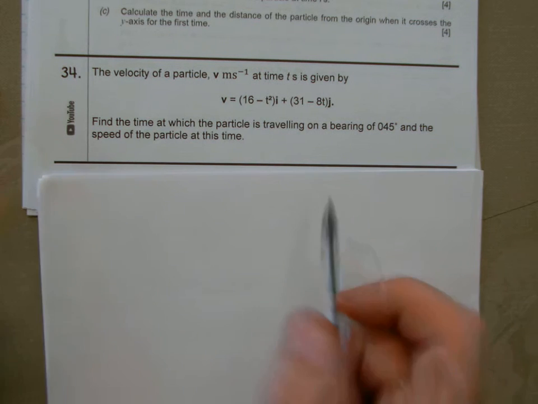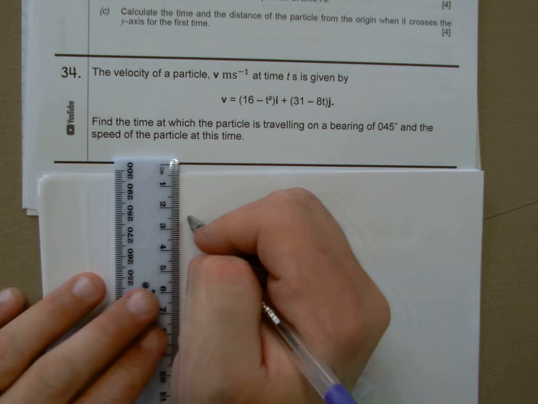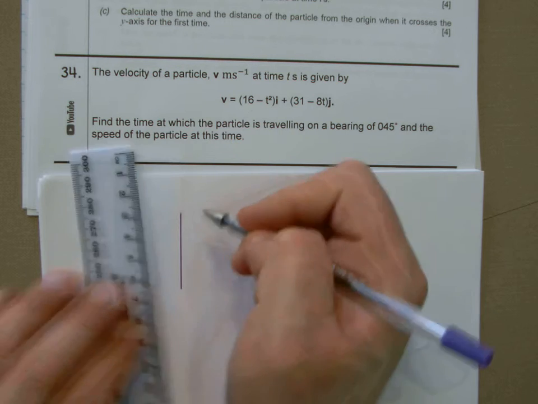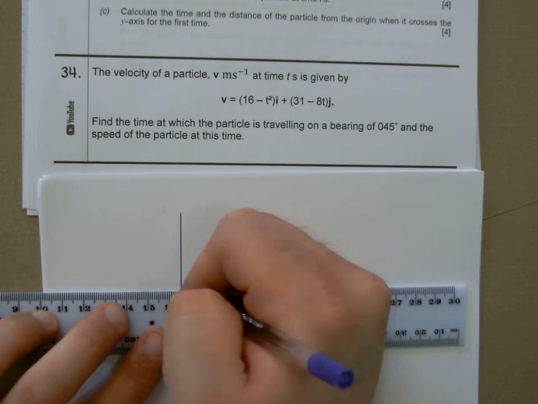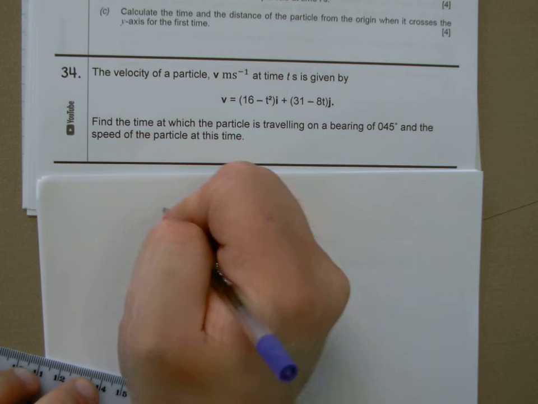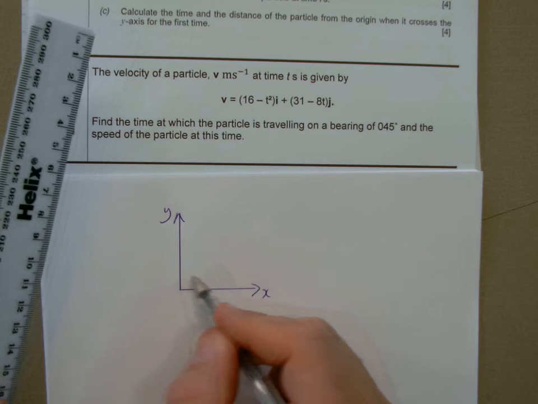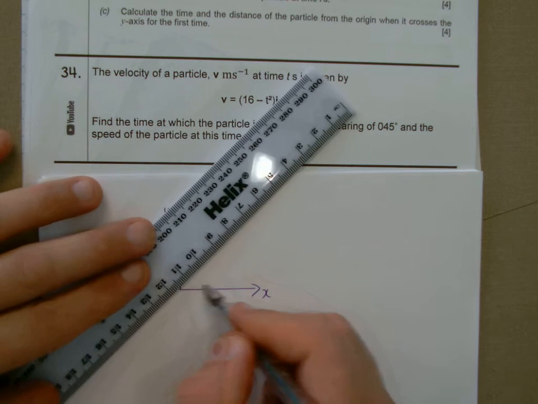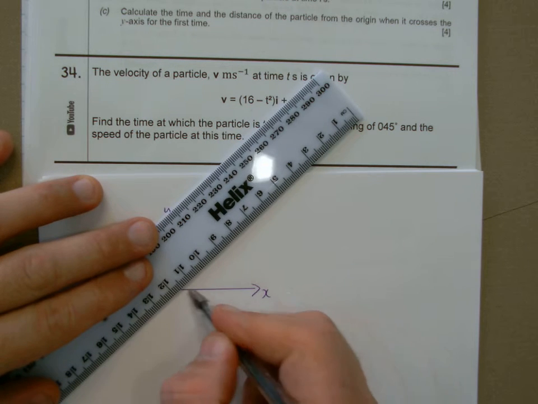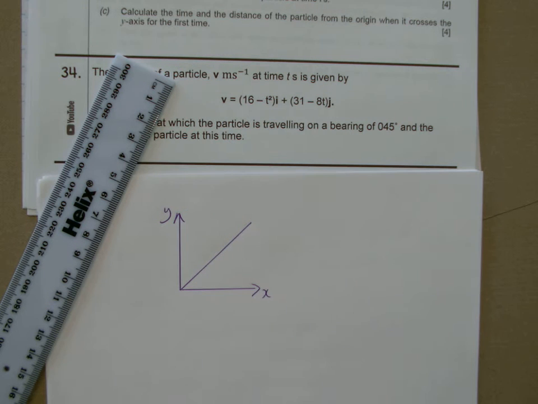Okay, so with this question here, it says find the time at which the particle is travelling on a bearing of 45 degrees and the speed of the particle at this time. Now, when it comes to 45 degrees, if we think about our axis system, 45 degrees will actually bisect the angle of the x and y axis, because there is 90 degrees between the x and y axis, they're perpendicular to each other. 45 will literally cut that into two.